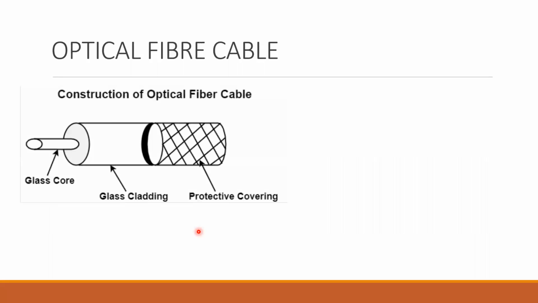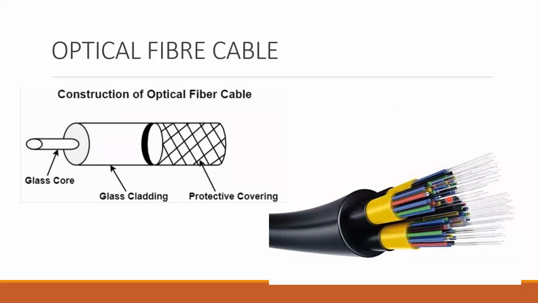Now how it looks like, you just have a look here. This is the outer covering, then this is the glass cladding, and this is the wire basically inside it. So this is the construction of your optical fiber cable, and this is how it looks. And these are the wires which work on TIR, total internal reflection, और light waves पे ये work करता है.